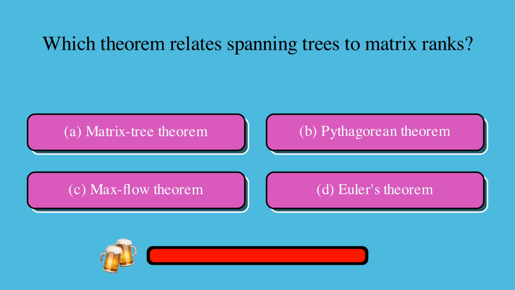Which theorem relates spanning trees to matrix ranks? Is it A, matrix tree theorem, B, Pythagorean theorem, C, Max-Flow theorem, or D, Euler's theorem? The correct answer is A, matrix tree theorem.